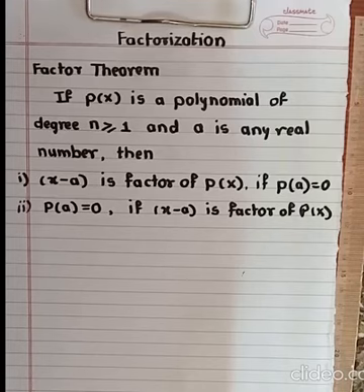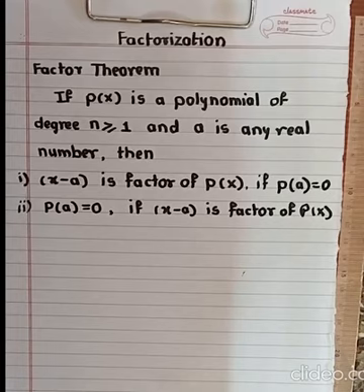What does this factorization theorem say? Factor theorem: If p(x) is a polynomial of degree n greater than or equal to 1, and a is any real number, then x minus a is a factor of p(x) if p(a) is equal to 0, and p(a) is equal to 0 if x minus a is a factor of p(x).